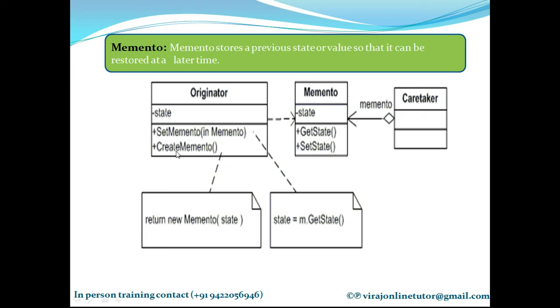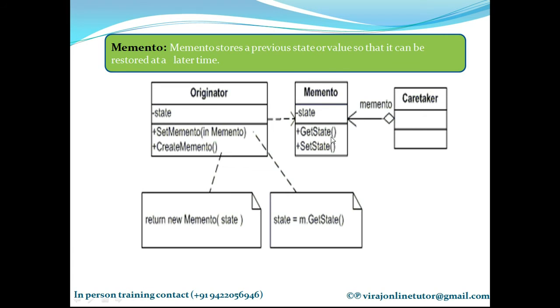Similarly, there is a create memento which will create a new memento object and assign the state of the memento equal to the state of the originator. So if someone asks for create memento, it saves the current state of the originator into a memento object. And if someone says set memento and passes a memento object, it fetches that state and assigns it to the state of the originator.